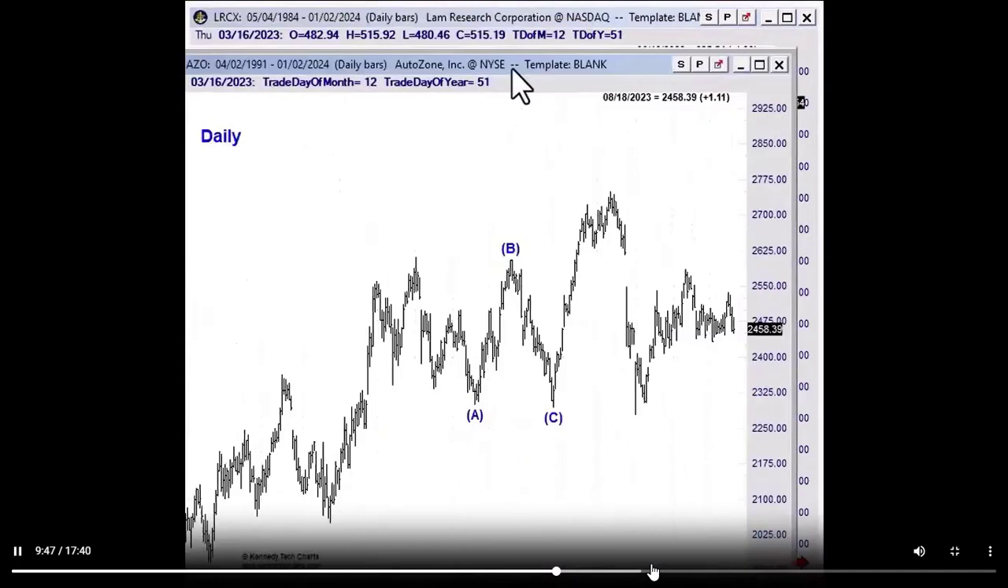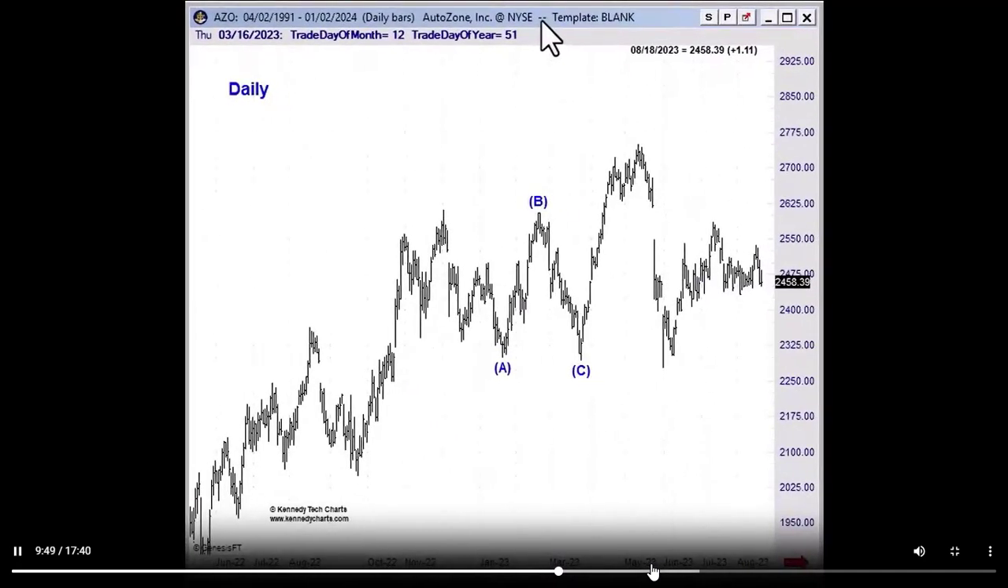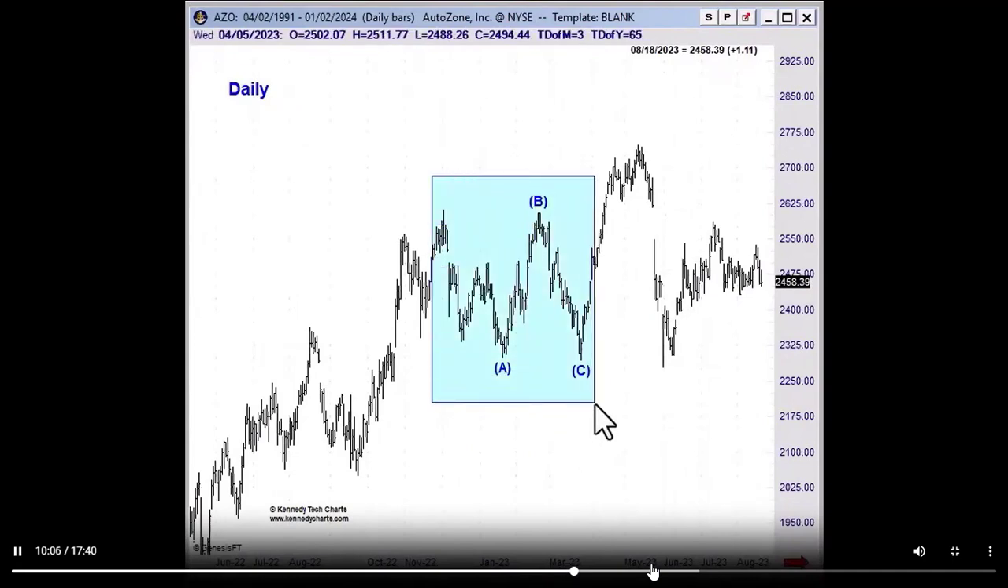And here's a very good example of a basic flat correction. Okay, remember, let's just go through some of the guidelines. The substructure of a flat correction is 3-3-5. So down from the high here, this is our flat correction. Basically, everything that you see in the shaded block here, that's a flat correction. So beginning the pattern here, you can clearly see you have a down, up, down sequence. Those are my three waves. And then on the subsequent advance, you have an up, down, up sequence. Okay, that's our three-wave rally.